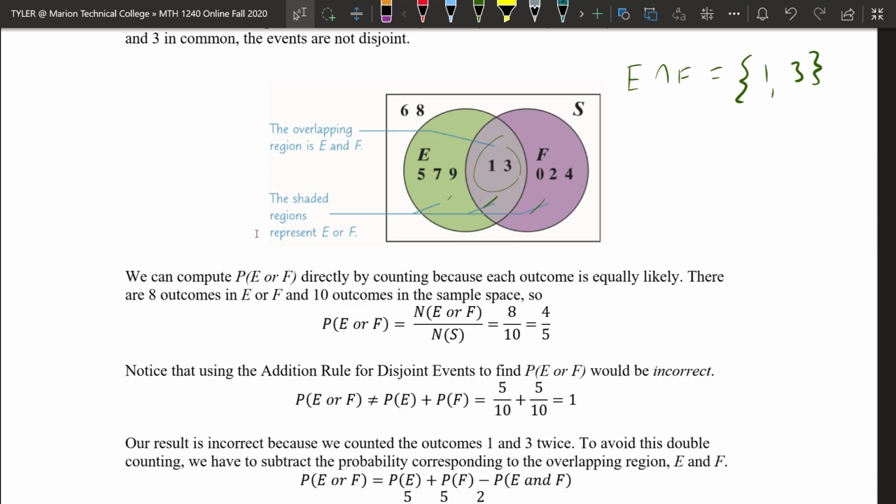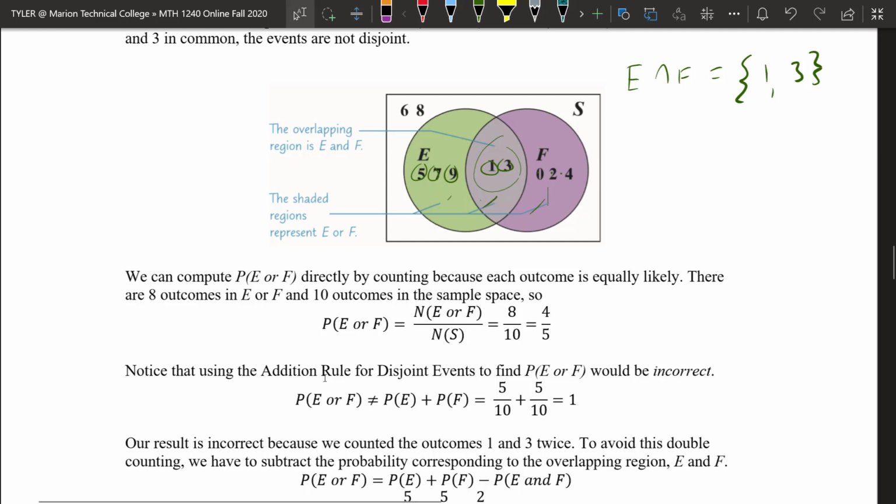So the probability of E or F would be the number of things in E or F divided by the number of things in the sample space, right? So there's 8 numbers in E or F. If we count all of these numbers here, we get 8 things, and then there's 10 things total in the sample space. So 8/10 is equal to 4/5.